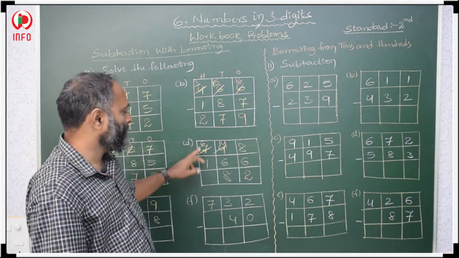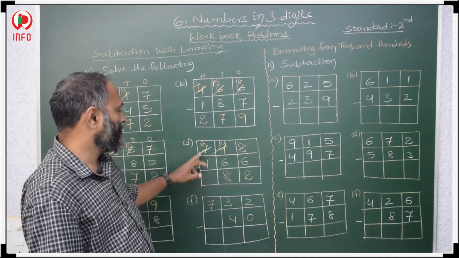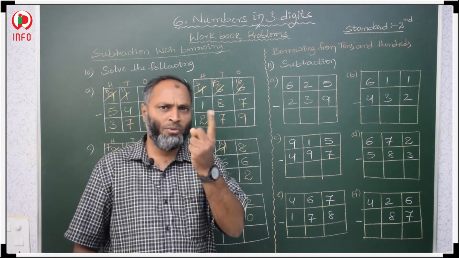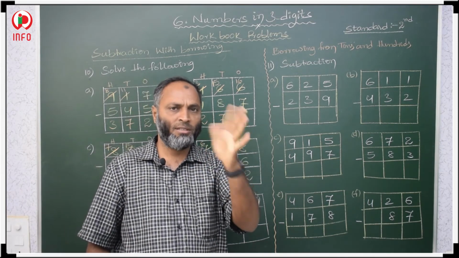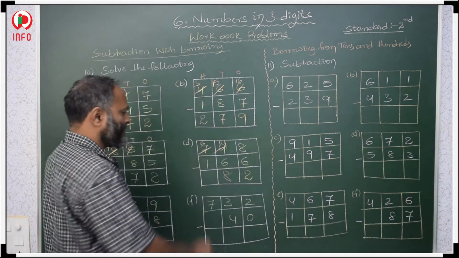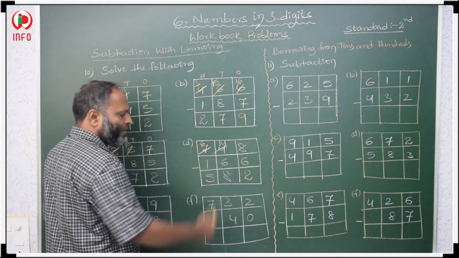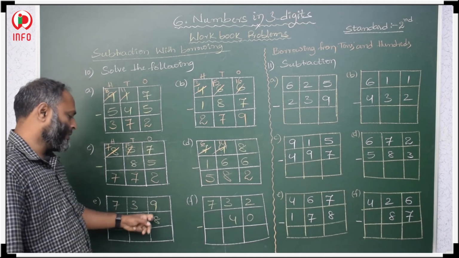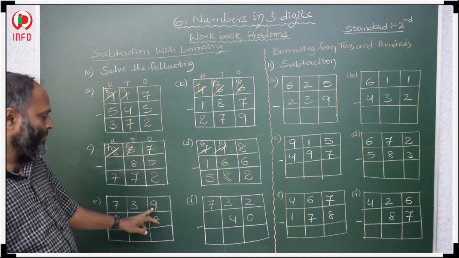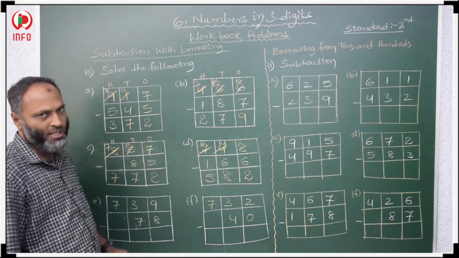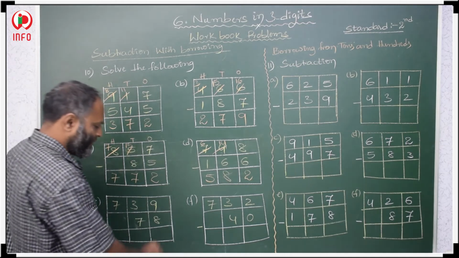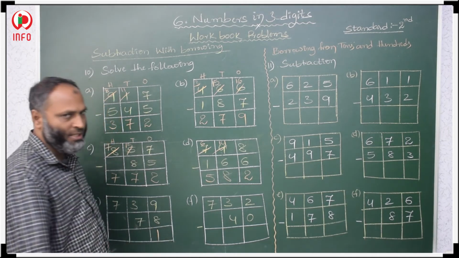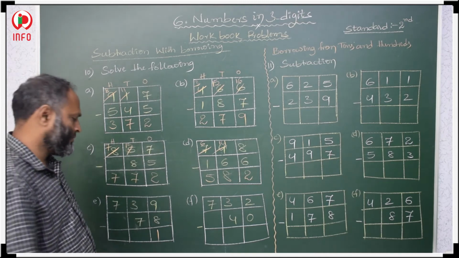Then after that, 6 minus 1 means 2 to 6 we have to count. 2, 3, 4, 5, 6. It is 5. 6 minus 1 is 5. 582. Then after that, 9 minus 8. It is very easy. It is bigger. So 9 minus 1, these are the serial consecutive numbers. The difference between the consecutive numbers, means serial numbers, is always 1.